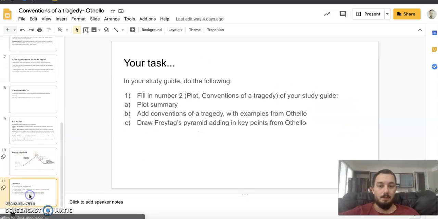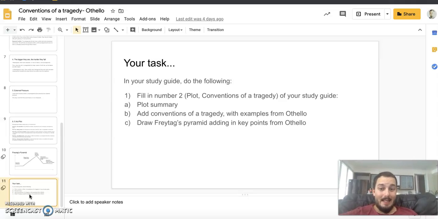So what you're going to do is, in your study guide, start filling in the second section, which is plot and conventions of a tragedy. Firstly, you need to write a plot summary for Othello. It can be very brief. Don't make it too long, and don't just copy and paste it from a SparkNotes summary. Think about making it as a flow chart. Think about how you can make it visually engaging.